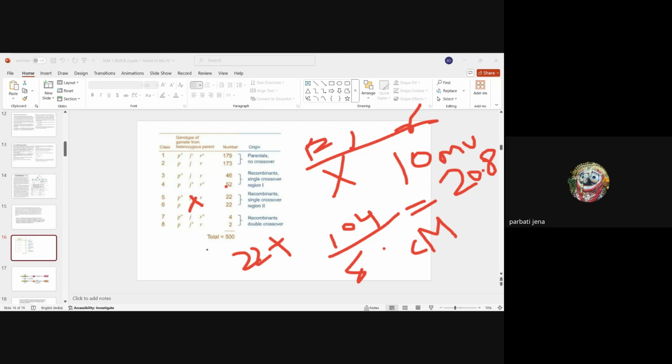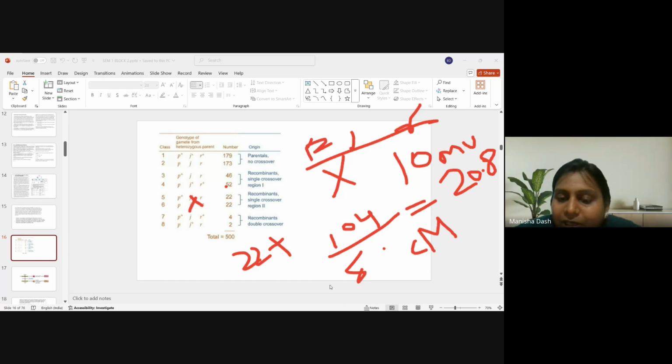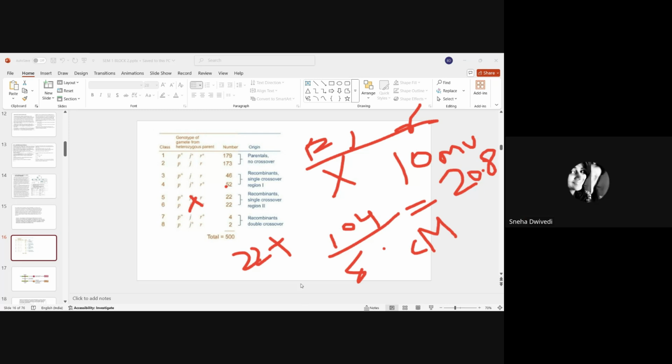So, Sneha, if you don't have any problem, I would like to explain this in Odia once again, so it will be easier for the rest of the people to grasp. Yeah, ma'am. Sure, okay.